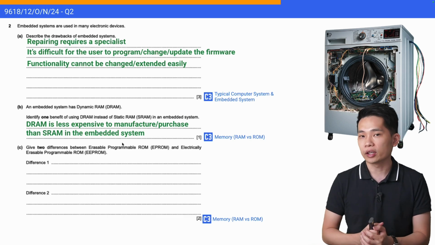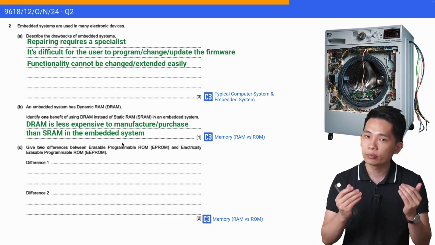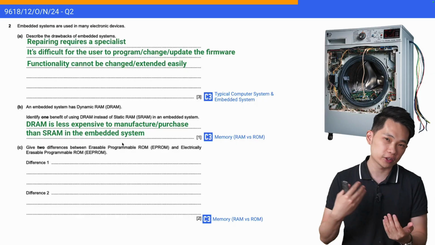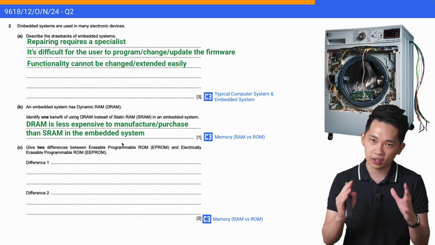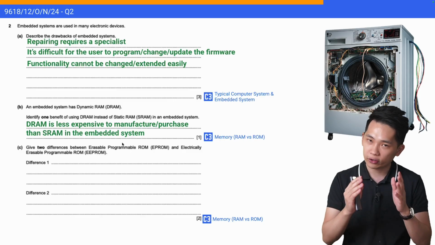For C, give 2 differences between erasable programmable ROM and electrically erasable programmable ROM. Actually, the definition itself already gives you the hint of that difference, which is the word electrical itself.